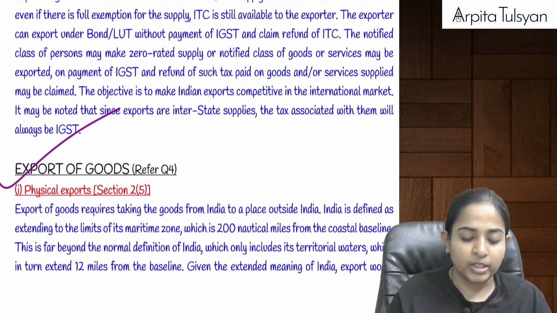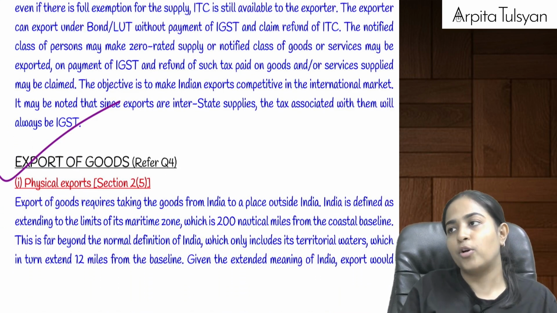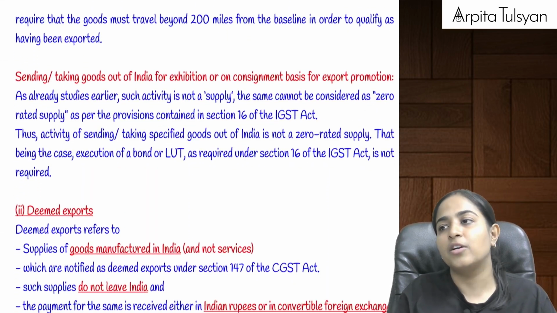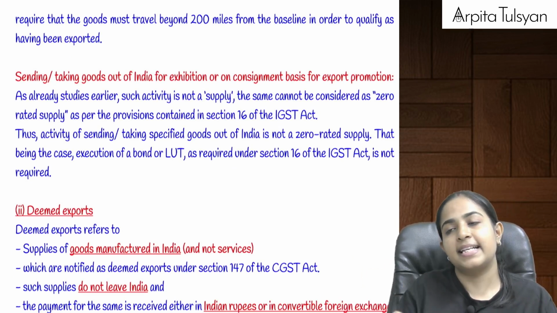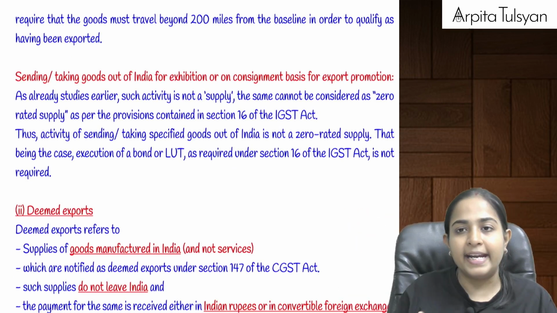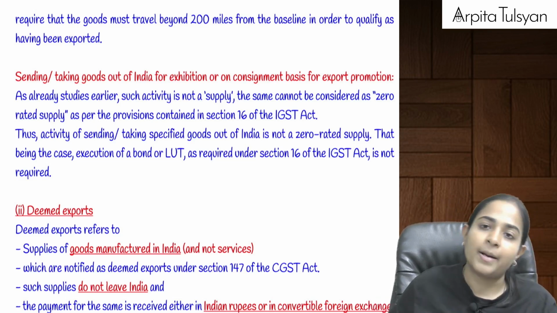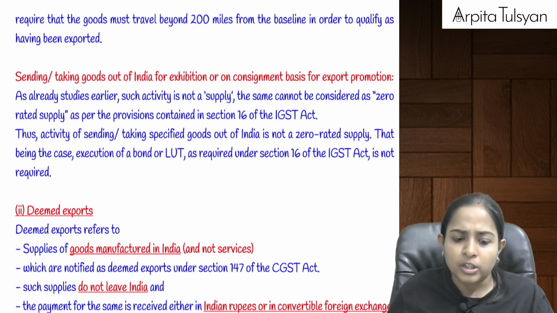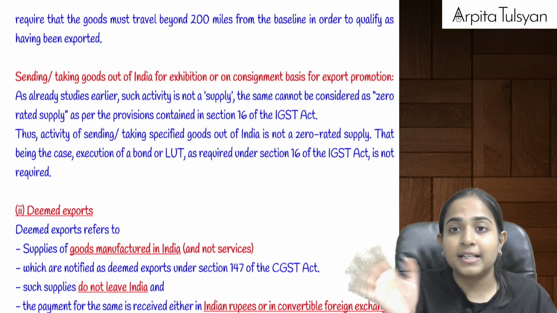Export, two things we have to do. One is export of goods and the other one is export of services. Under export of goods, first part we have already considered, that is your physical export. That is when the goods cross 200 nautical miles from the baseline, then we can say that goods have been exported from India. But do you recollect one of the circulars that we had studied in one of the previous chapters? When you are taking the goods outside India for export promotion, for the purpose of exhibition, for the purpose of promotions, then that is not considered as a supply.